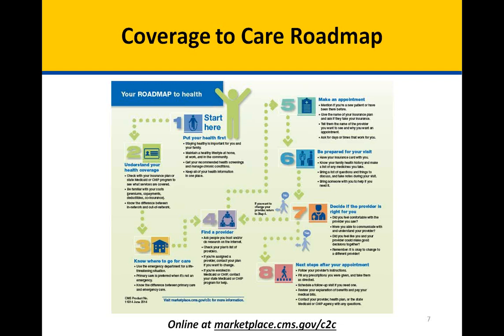Step three, particularly important for what Rula was talking about earlier, is know where to go for care. And in this step, we really emphasize the importance of utilizing primary care for most services rather than relying on the emergency department, and utilizing the emergency department only in the cases of life-threatening illnesses or injuries. Step four, we provide some steps on how to find a provider and make the appointment and be prepared for that visit in 5 and 6.